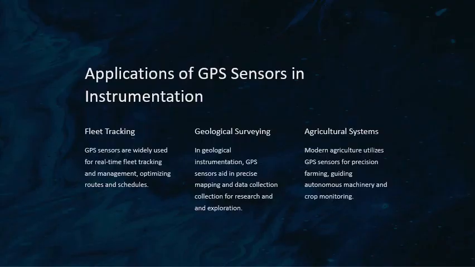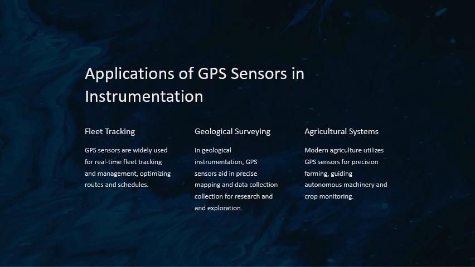So, application of GPS sensor in instrumentation. We can make a fleet tracking system using GPS sensor, a geological surveying system, and an agriculture system. In geological surveying, GPS sensors aid in precise mapping and data collection for research and exploration. In agriculture, we use GPS sensors for farming, guiding autonomous machinery, and crop monitoring. For these kinds of things, we can use GPS sensor.